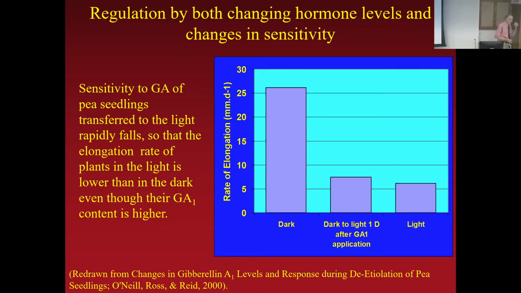So what we are having when the light comes on, first of all, there is a rapid drop in the responsiveness to gibberellin for the gibberellin signal transduction chain. Then the level of gibberellin actually falls. Then the sensitivity stays low as the level of gibberellin goes back up. And that reflects very nicely that instant drop, and then a few hours later, the growth rate comes up somewhat.